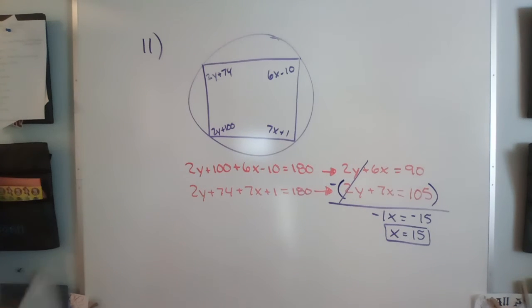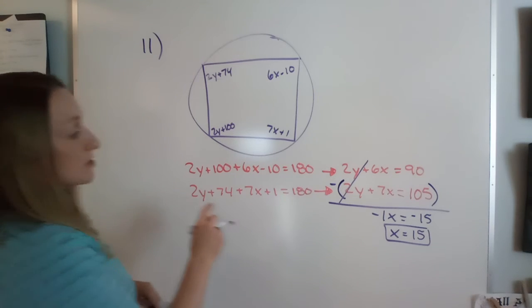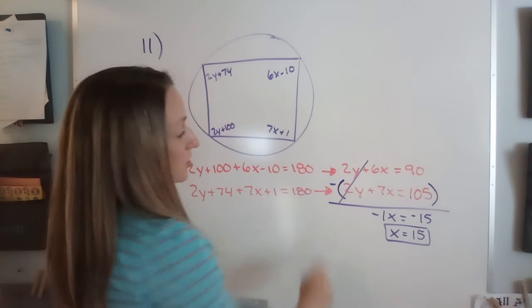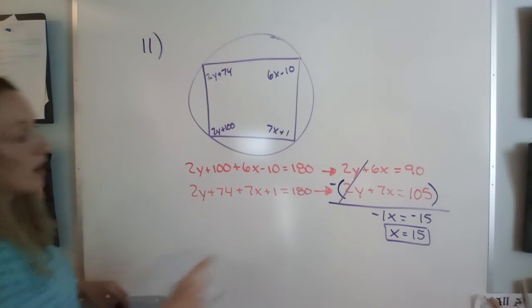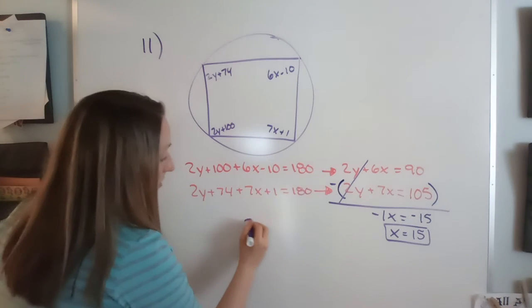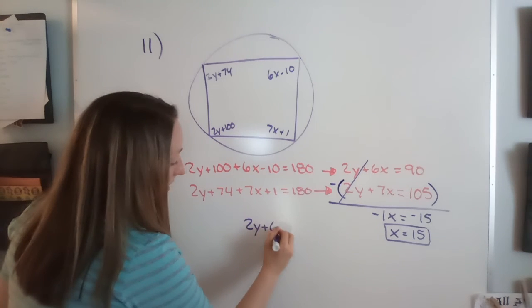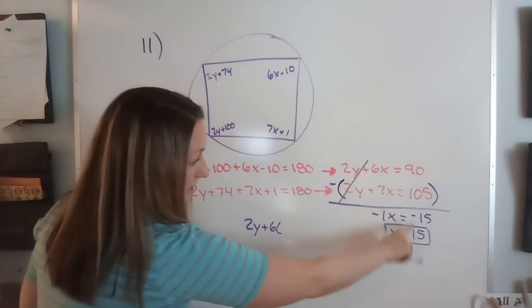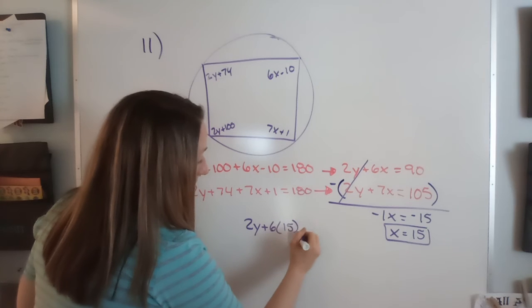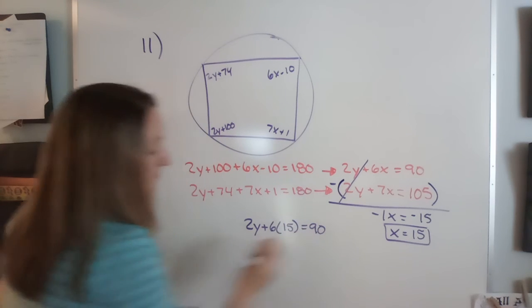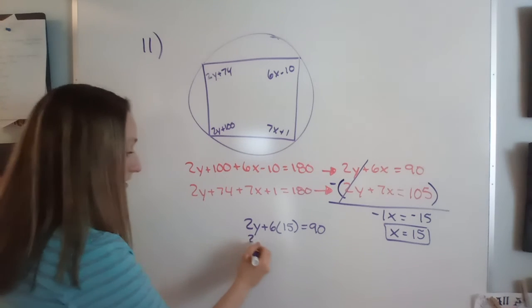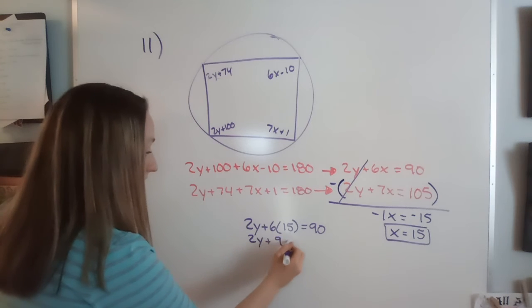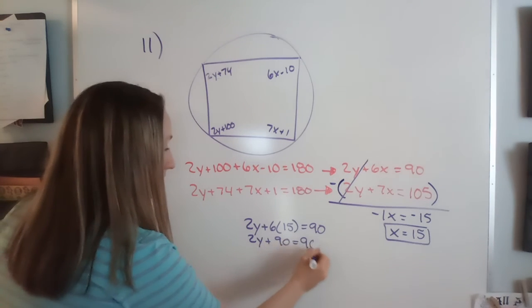All right. After you get x is equal to 15, substitute back into one of these original equations to solve for y. It's up to you which equation you want to substitute in for. I'm going to substitute in for the first one. So it's 2y plus 6, but now instead of x, I'm going to substitute in 15 equals 90. All right. So that's going to give me 2y plus 90 equals 90.